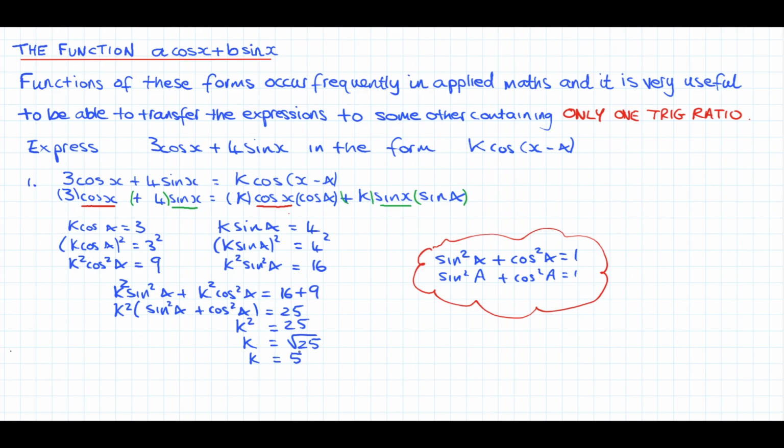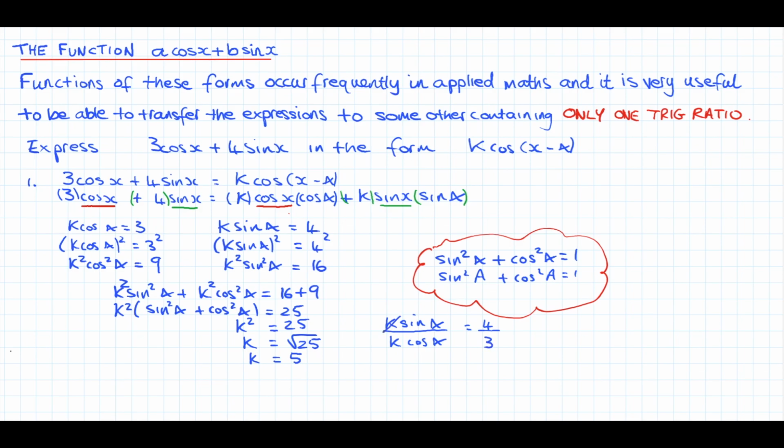So we've found the value of k. The next thing we have to do is to find the value of alpha. Let's write that as k sin alpha over k cos alpha is equal to, now k sin alpha we've got up there is 4, and k cos alpha is 3, so 4 over 3.